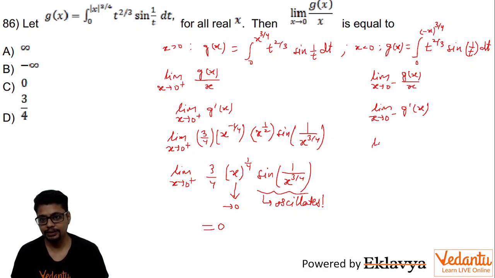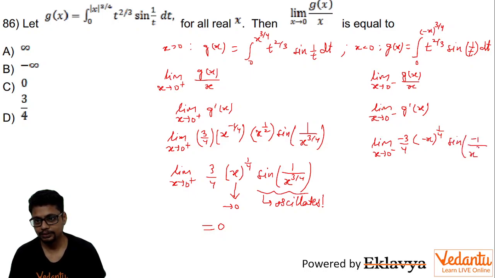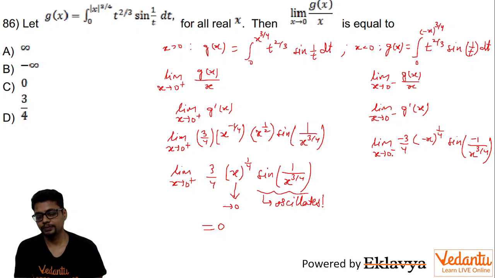What about the left hand limit? Similarly, you can see that limit x tending to 0 minus g prime x in this case would be minus 3 by 4. I'm writing a bit directly, minus x to the power 1 by 4 sine of minus 1 by x to the power 3 by 4. So again, as x tends to, sorry, here also minus x would come, my bad, minus x to the power 3 by 4.